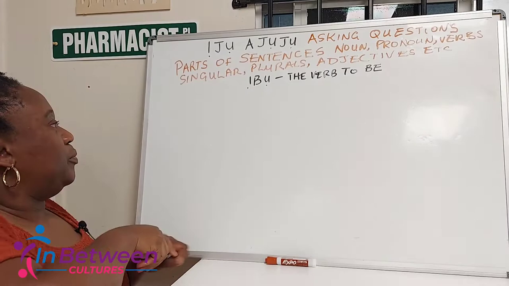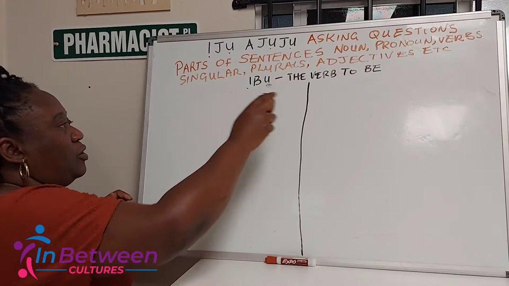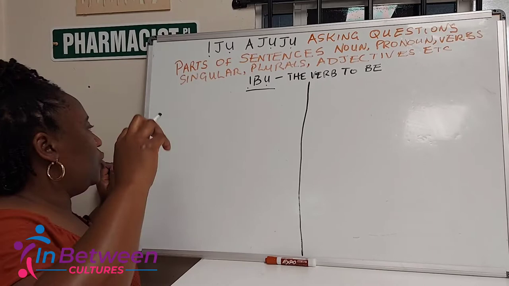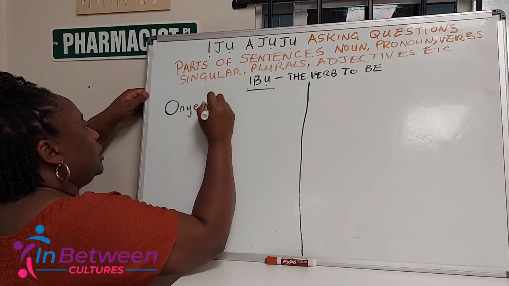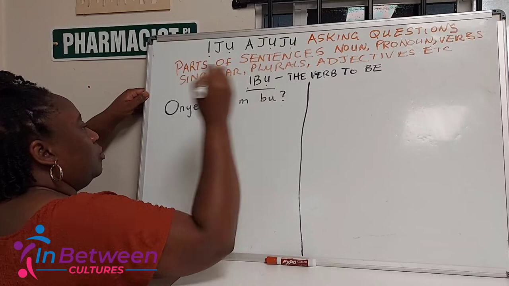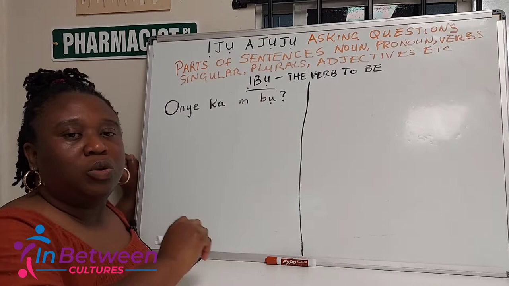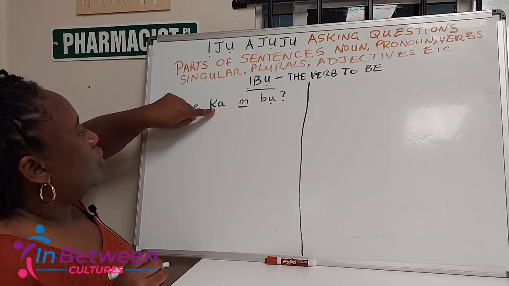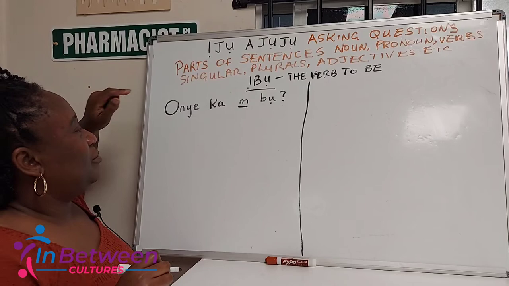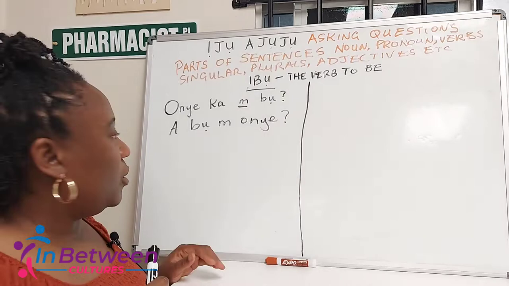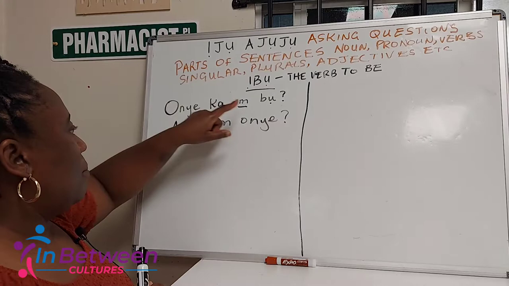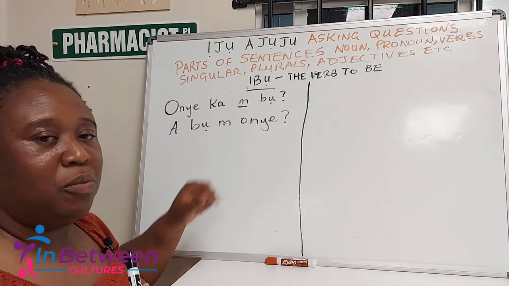So, the first question I can ask with the verb to be for the I position is, Onye ka m bụ. Who am I? So this is I. Are. Who am I? So two ways of asking the question. Onye ka m bụ? Or abụ m onye? Am I who? Something like that, okay?